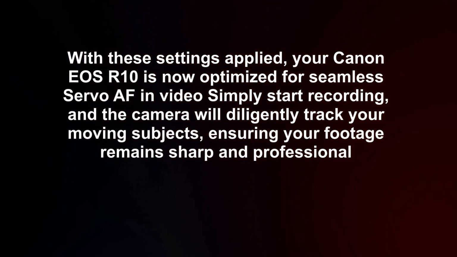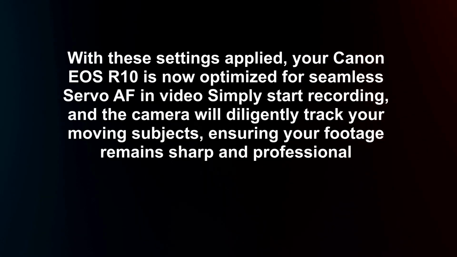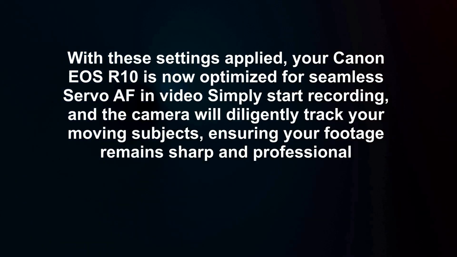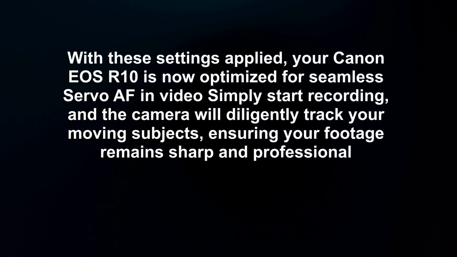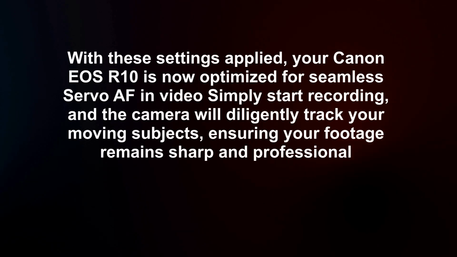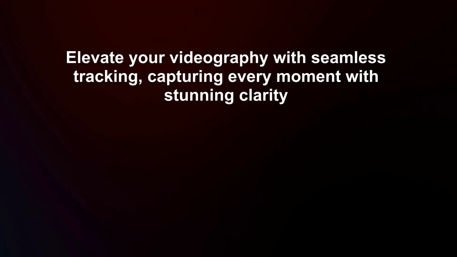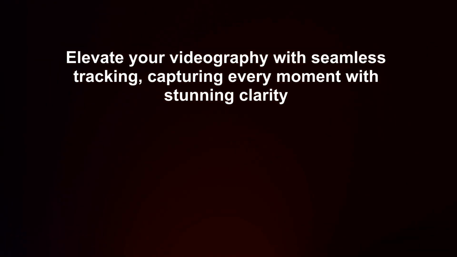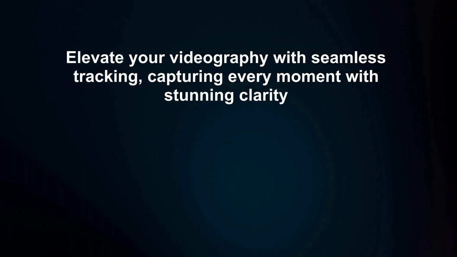With these settings applied, your Canon EOS R10 is now optimized for seamless Servo AF in video. Simply start recording, and the camera will diligently track your moving subjects, ensuring your footage remains sharp and professional. Elevate your videography with seamless tracking, capturing every moment with stunning clarity.